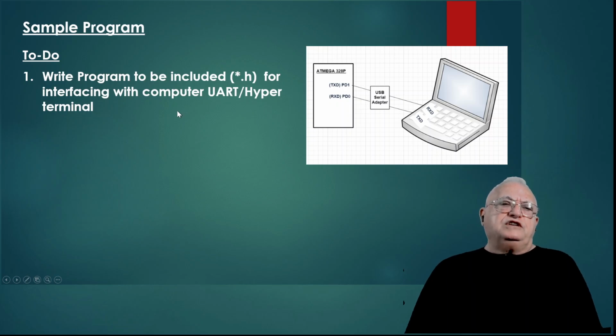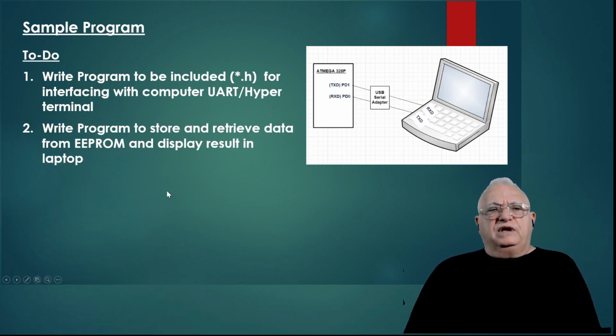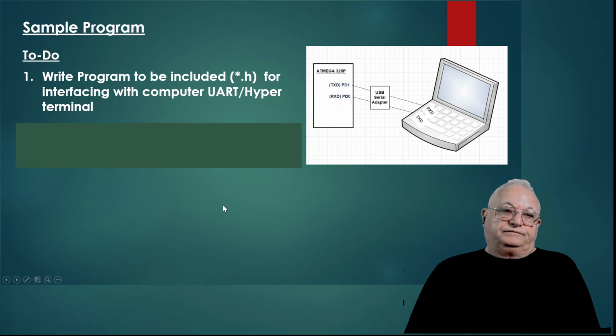We have two things to do. The first one is we need to write the program to be included for interfacing the computer with the terminal. So we're going to write a program that's going to enable us to write items to the laptop to be displayed. Next, we have to write the actual program to store and retrieve the data from the EEPROM and display it. First, we're going to write the program for the include.